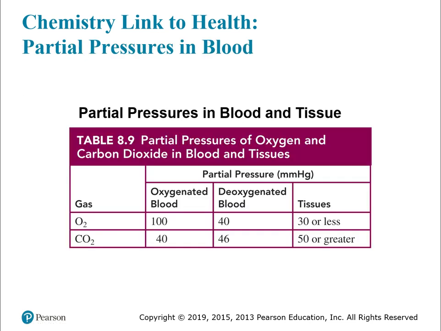So this gives you an idea of the partial pressures of oxygen gas and carbon dioxide gas in your blood and in tissues. When your blood is oxygenated, remember, when you breathe in, there's an exchange there. And when you breathe out, there's an exchange as well. So you can see the comparison for why the oxygen and carbon dioxide flow the way that they do.